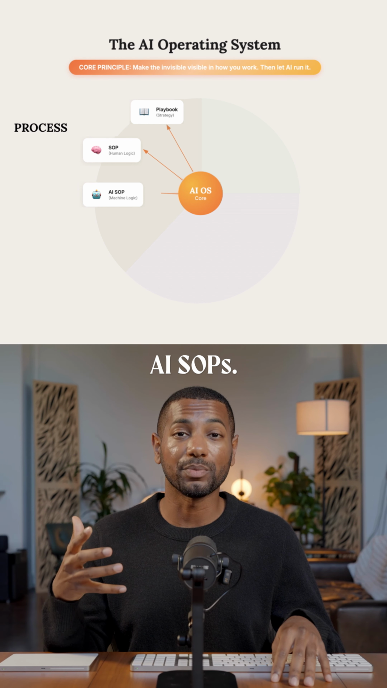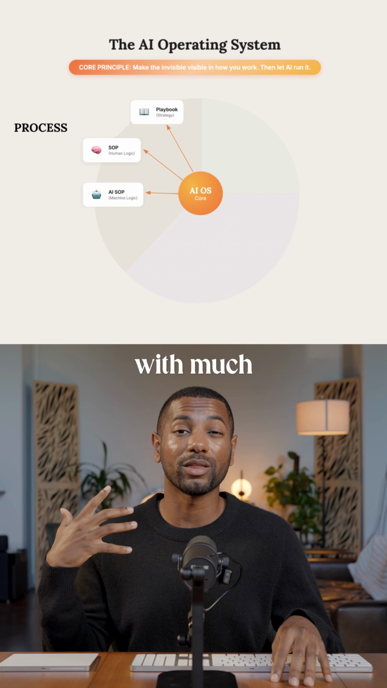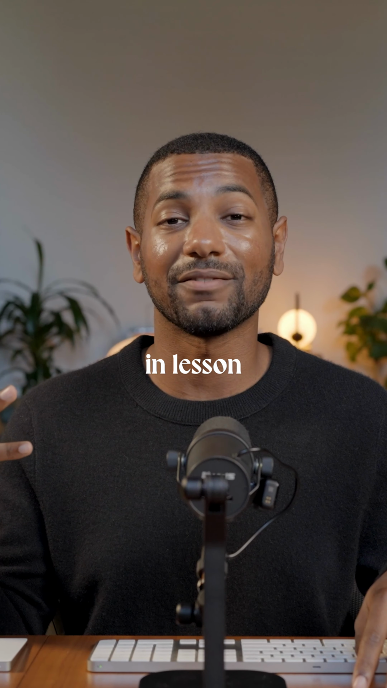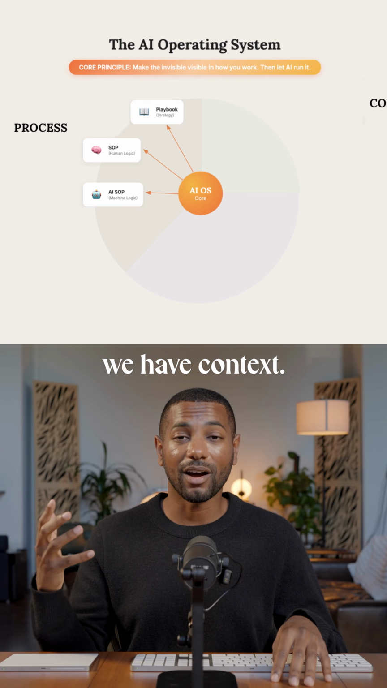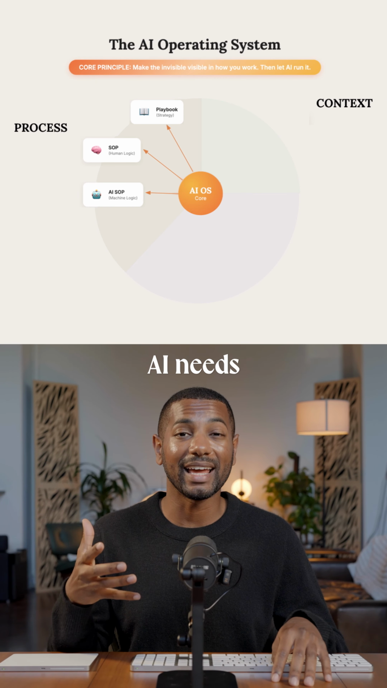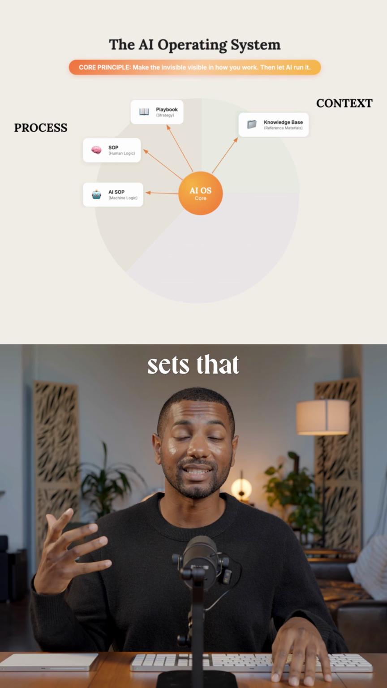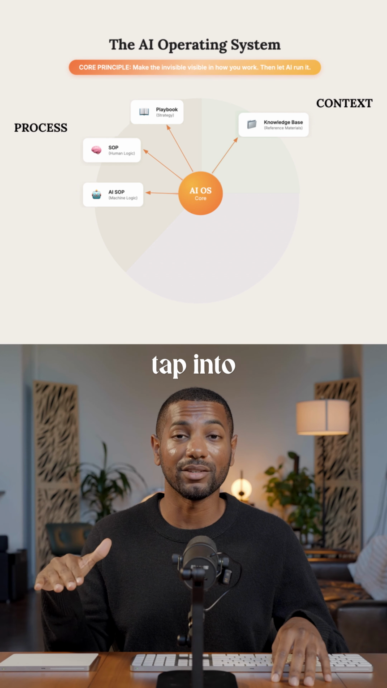Then we have AI SOPs. Those are SOPs, but formatted with much more detail for AI to be able to complete the task reliably. This was covered in lesson 5, so check that out if you haven't seen it. Then we have context. This is the information that your AI needs to do the job. We have your knowledge base. These are any reference documents or data sets that your tools are going to need to be able to tap into to get the job done.